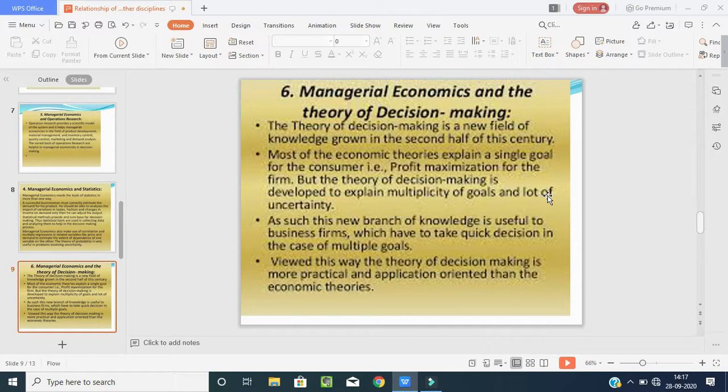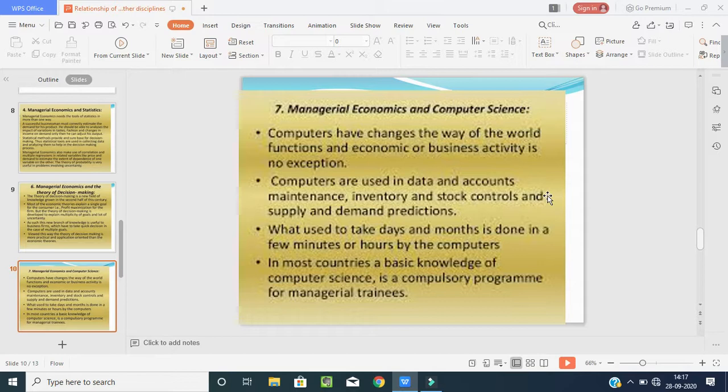Now, by this view, we can say that managerial economics is also the discipline of decision making theory. Last one, managerial economics and computer science. How is managerial economics related with computer science, or how is computer science also using managerial economics in their subject? Now, computers have changed the way the world functions, and economic or business activities are no exemption.